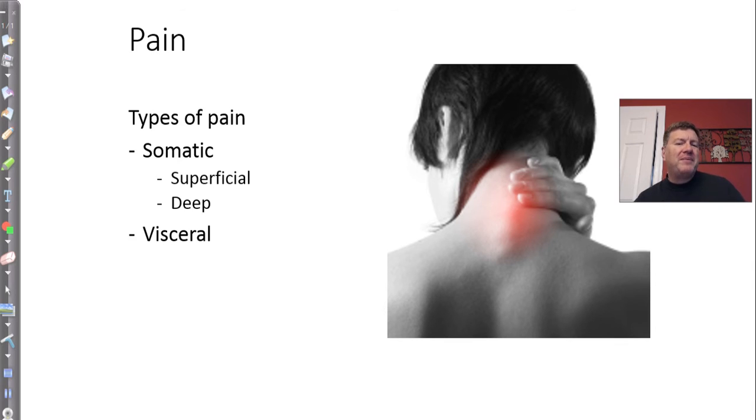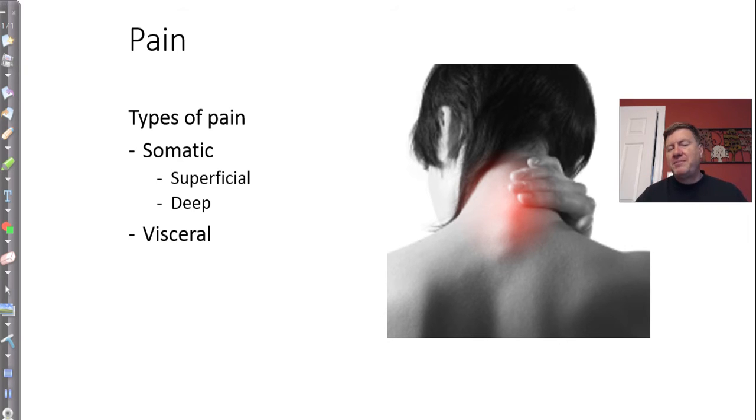That pain can be of two varieties. Somatic pain can be superficial, which, as you might have guessed, deals with the skin. This kind of pain is sharper, the pain we associate with someone pricking you with a needle. It's really intense, sharp pain traveling on large myelinated fibers. It goes fast, and it hurts.